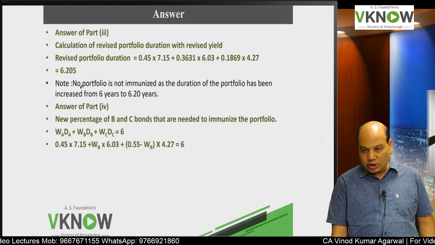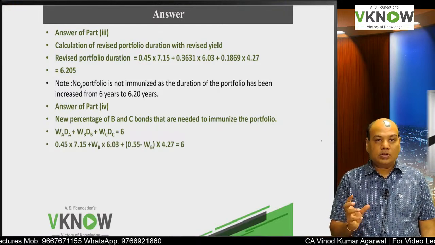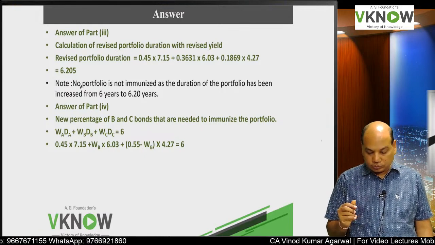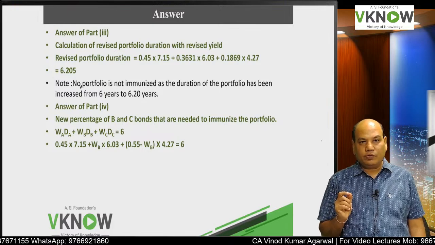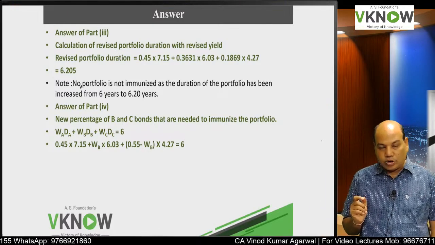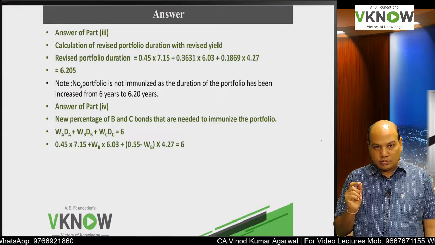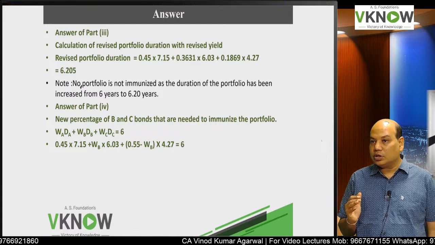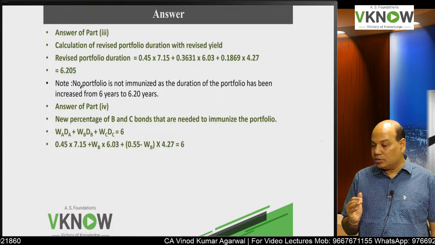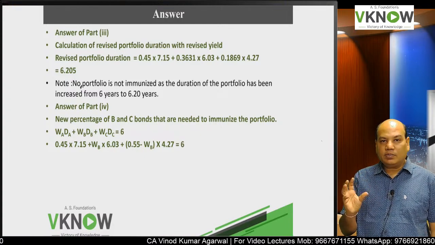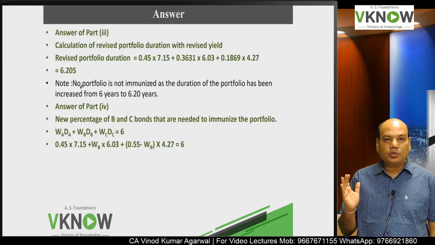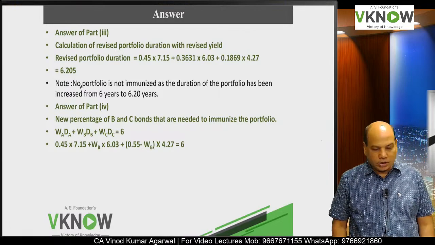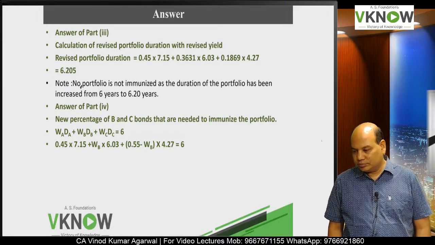So same equation, write it down, but the duration will be based on the third question. Weight of A 0.45 into duration 7.15 plus weight of B, duration of B has changed to 6.03, plus weight of C, which is 0.55 minus WB, into 4.27 is equal to 6. Solve. Let us see who can solve it first.